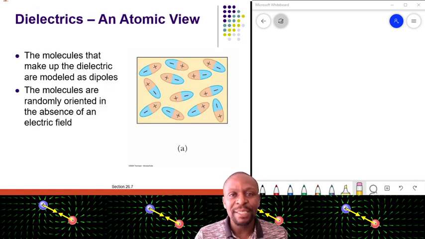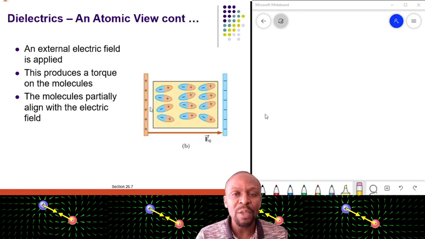Now the dielectric in the atomic view. Suppose you start with this insulator. The molecules that make up this dielectric material, or insulator, are modeled as dipoles, and they are arranged randomly like this. The molecules are randomly oriented in the absence of an electric field. Now the moment we place this material inside the region of the electric field, or put the dielectric material between the two plates, it will be subjected to the field.